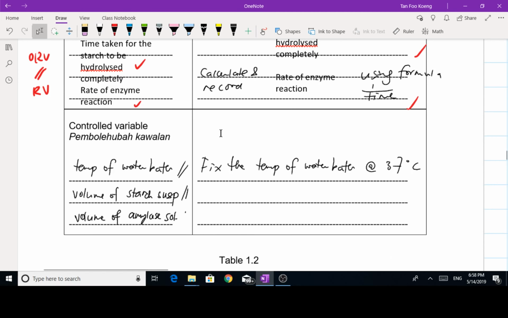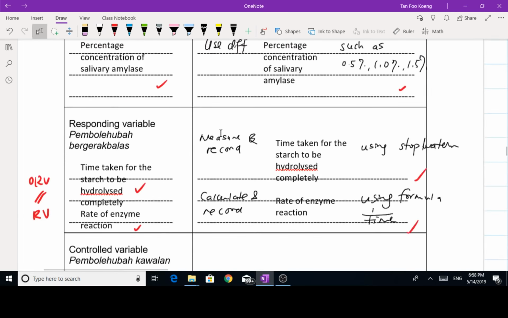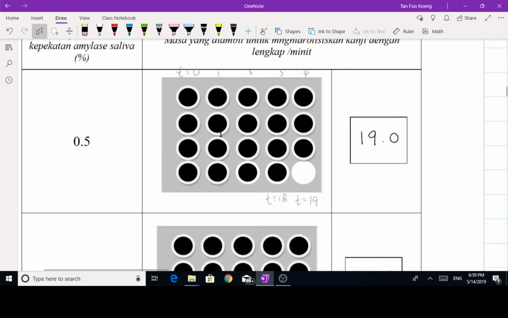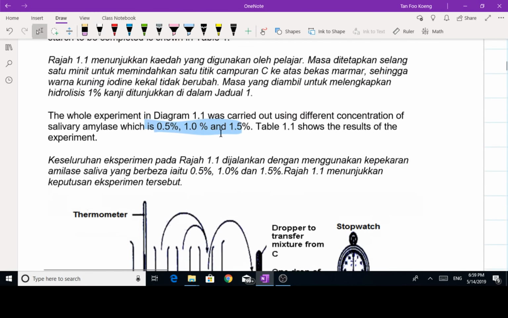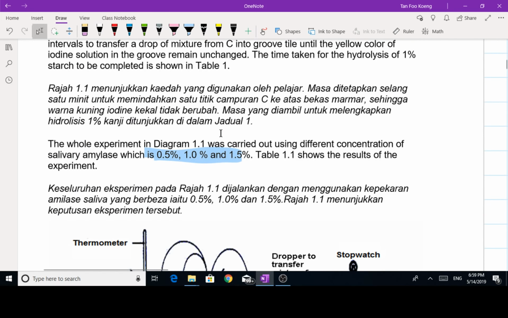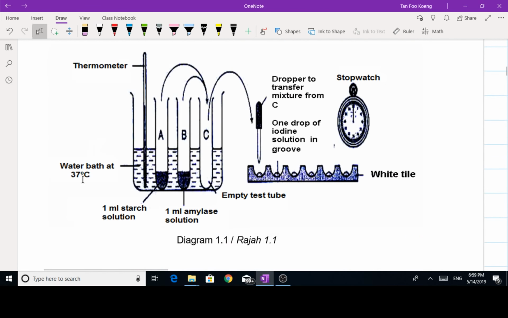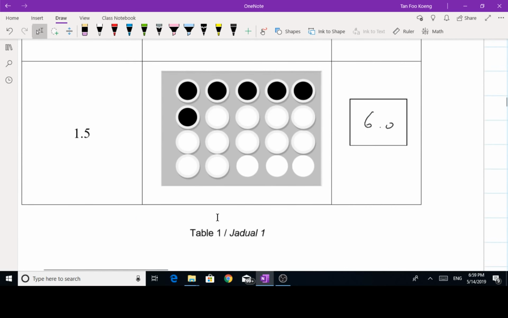Now next one is control variable. Now where to find the control variable? Now you need to refer to the questions. Try to find anything with figures. Now for example here, that water bath is maintained at 37 degrees Celsius. I find a figure here. I also find figures here: volume of starch solution, volume of amylase solution. So all this will be my constant variable.